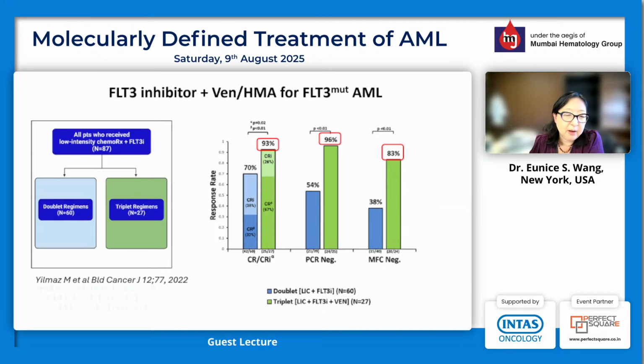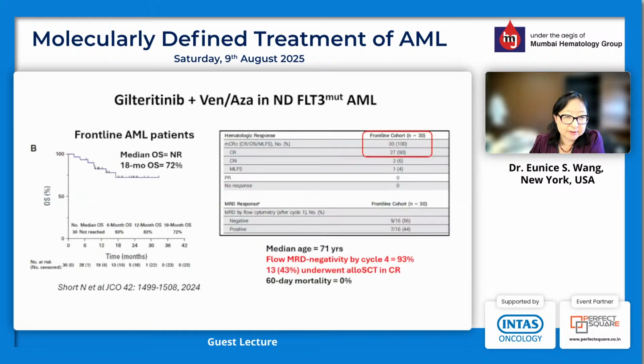And you can see here, CR rate of about 93% in these patients as opposed to 59% or 60% with intensive chemotherapy in our younger patients. And you can see that again, high numbers of MRD negativity, both molecular and by flow cytometry.